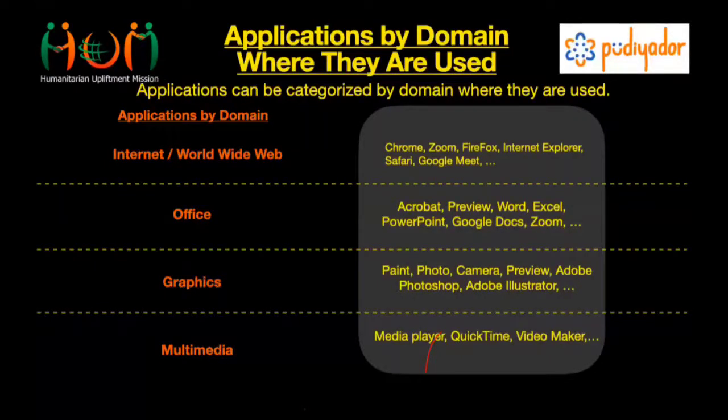Now, applications by domain, where they are used. I explained to you, education is a domain, internet is a domain, government is a domain, hospitals are a domain. NGOs are a domain. Domain means any area where I can use some software. Business software is a domain. Any software that companies use, we call it business software.